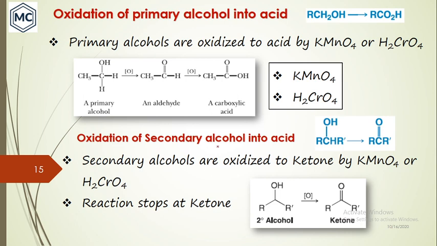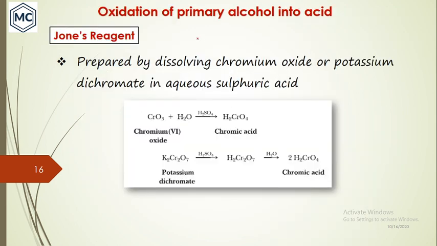And oxidation of the secondary alcohol to acid, usually it gives ketones. So for this conversion, secondary alcohols can be converted into ketone by KMnO4 or chromic acid also. And usually the reaction stops at the ketone. That is, you can see here, it further does not react. And first, what are the reagents that are used to convert a primary alcohol into acid?